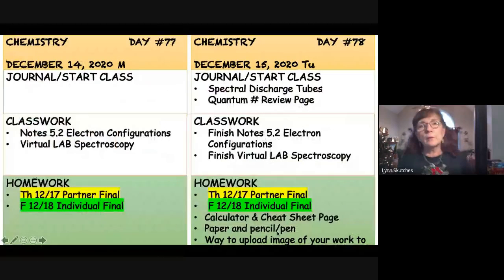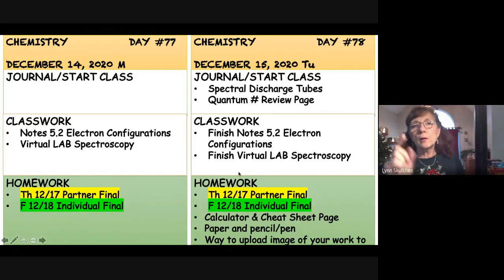I know that the calendar goes into your stream, but I wanted to go over it. So I'm going to show you real quick just a couple of the discharge tubes that I used in the lab. And the quantum number review page is in your feed. I also put in some slides, a slide thing for practicing on electron configurations. We're going to do some of that together, and then there'll be one you need to do and submit tomorrow also. And then if you haven't finished the spectroscopy lab, you need to do that.